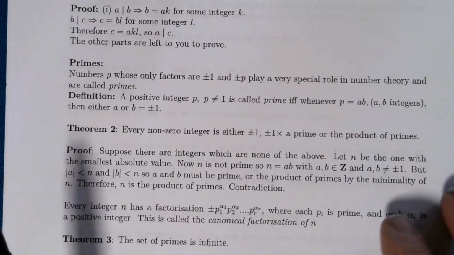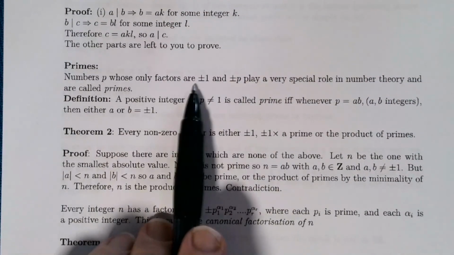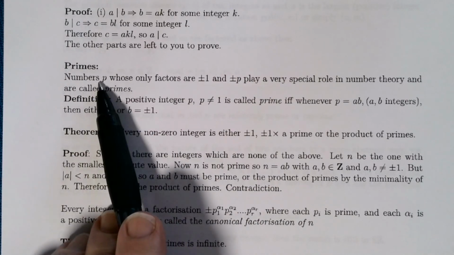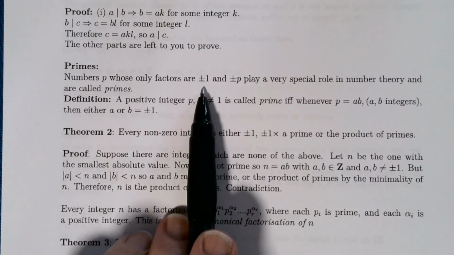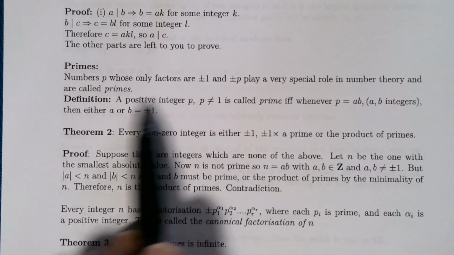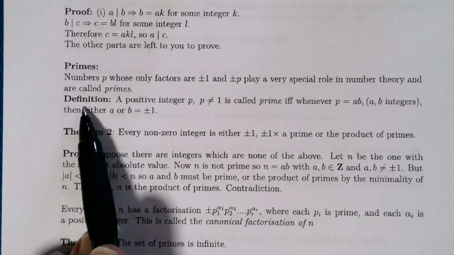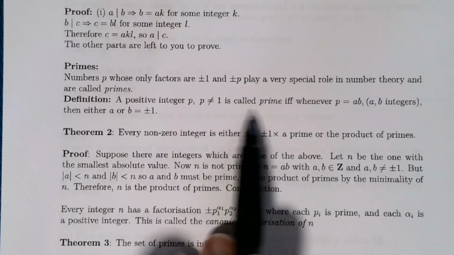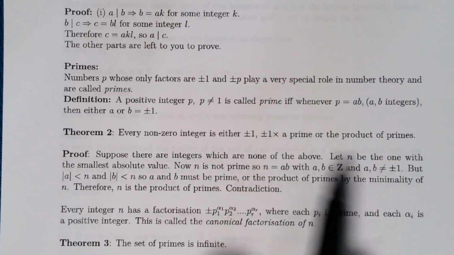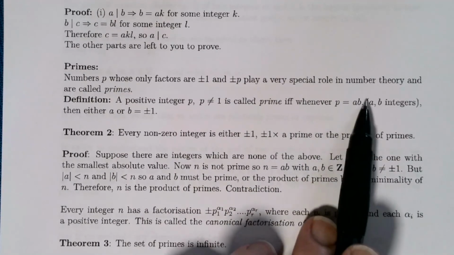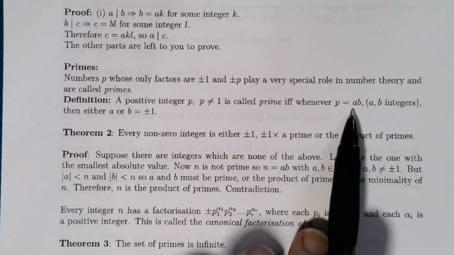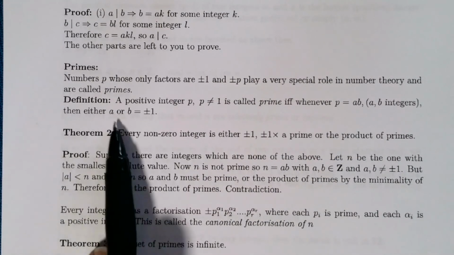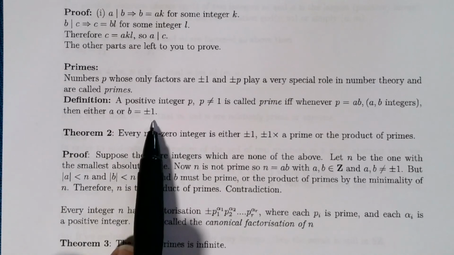Now prime numbers, of course, are of great interest. So primes p, whose only factors are plus or minus 1 and plus or minus p, play a very special role in number theory and in mathematics generally, and they're called primes. So definition: a positive integer p, not 1, is going to be called a prime if and only if, whenever you try and factorise it as a times b, then either a or b is plus or minus 1.